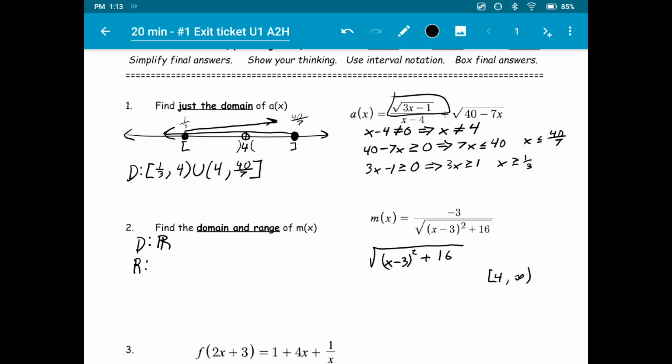But then I'm dividing by that range, 4 to infinity. So this 4 is becoming a 1/4, and dividing by something close to infinity is giving me something close to 0. So I'm going from 0 to 1/4. And then instead of a 1, I've actually got a negative 3 on the top, so I multiply that by negative 3. That gives me 0 to negative 3/4, or putting it in order, my range is negative 3/4 to 0.